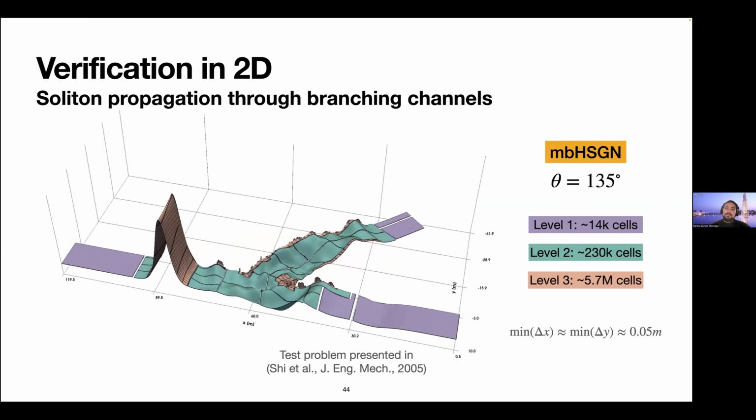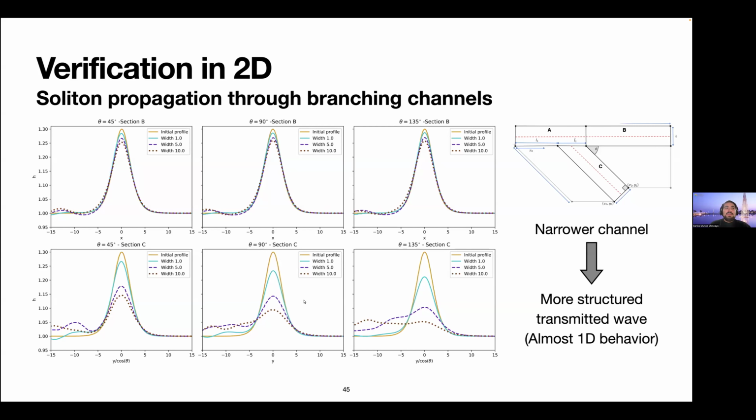This is the solution at different gauges. The top row is at the main section. It's not so interesting. The bottom row is at the branching channel, and it has some interesting behavior. For instance, we can observe that when the channel is very narrow, the wave that is transmitted through the branching channel behaves almost like a soliton, which is almost 1D behavior. And as the channel gets wider, there are more two-dimensional interactions that destroy the structure of this transmitted wave.